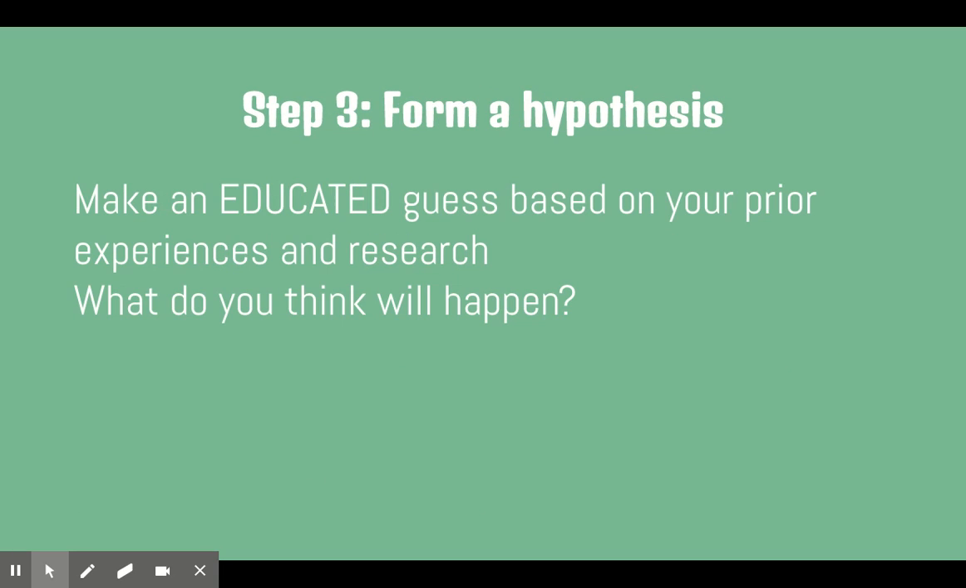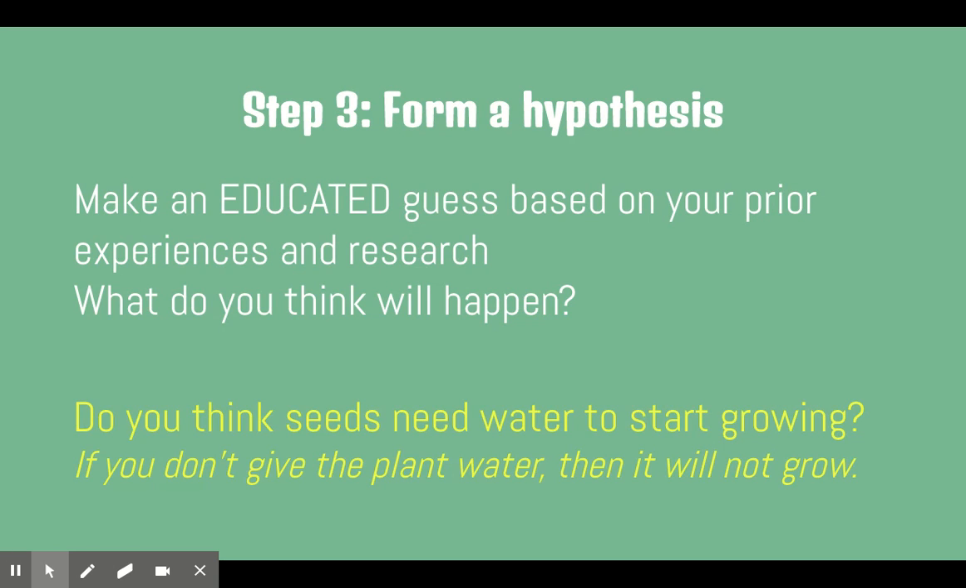Next, we move on to step 3, forming a hypothesis. We make an educated guess based on our prior experiences and research, and we try to guess what will happen. We're trying to understand, what do plants need to grow and be healthy, and how will the amount of water affect how tall the plant grows? So we form a hypothesis.